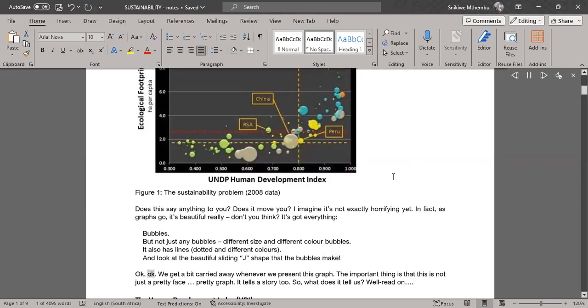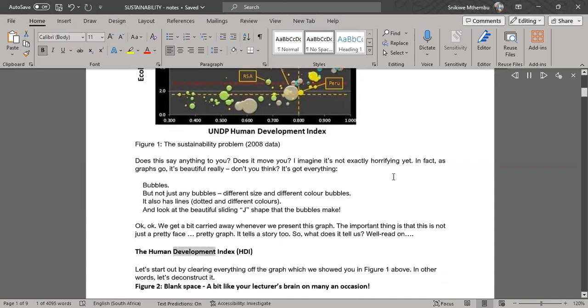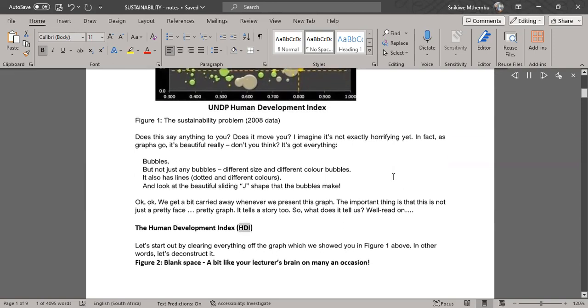Okay. We get a bit carried away whenever we present this graph. The important thing is that this is not just a pretty face, pretty graph. It tells a story too. So, what does it tell us? Well, read on. The Human Development Index, HDI.